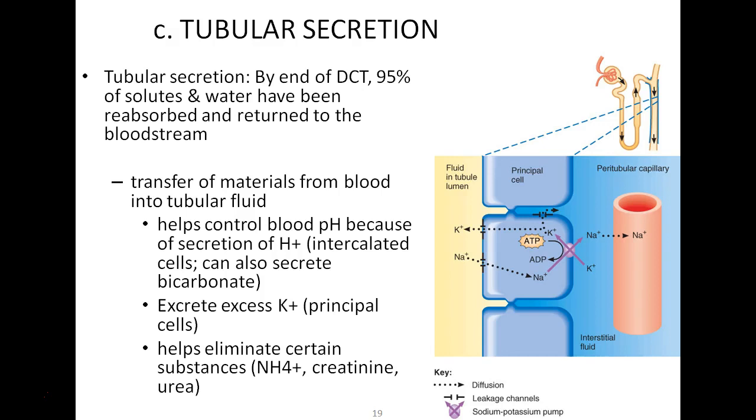So now we turn our attention to the third main process after GFR, filtration rate, after reabsorption. We now turn our attention to tubular secretion. And so notice that we're now at the end of the nephron. By the end of the distal convoluted tubule, 95% of solutes and water have been reabsorbed and returned into the bloodstream. But we still have some materials that are going to be transferred from the blood into the tubular fluid.